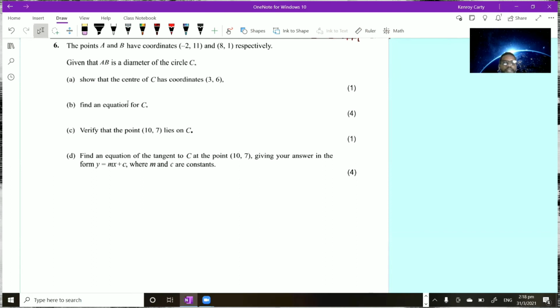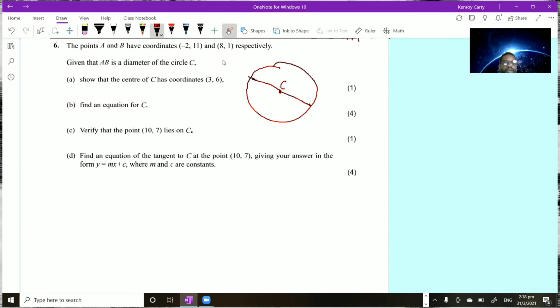All right, guys, let's get right back into it. Question 6. It says the points A and B have coordinates -2, 11 and 8, 1 respectively. Given that AB is the diameter of circle C. So what I'm going to have to do is draw the circle. All right, when it comes to diagrams involving circles, nothing beats drawing your circle. So you're going to draw your circle. A key component of your circle is the center. We don't know it. We're going to call it C.